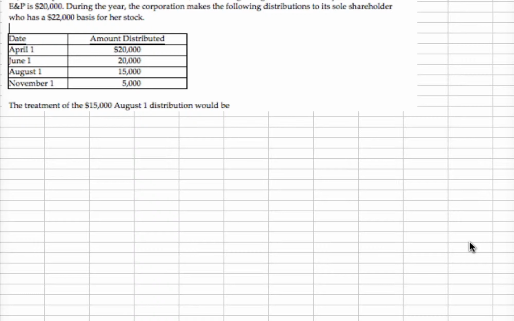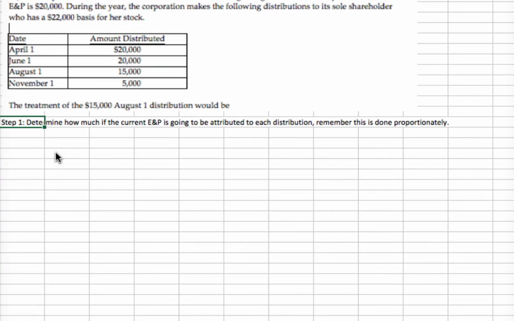Okay, so I'm going to break this down and look at it in some different steps. So step one. I typed most of this out beforehand so I can just copy and paste it in, so that you don't have to sit here and watch me type the whole time.